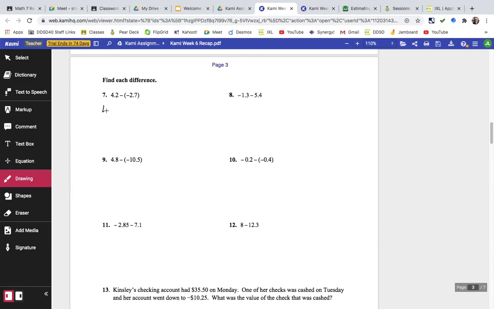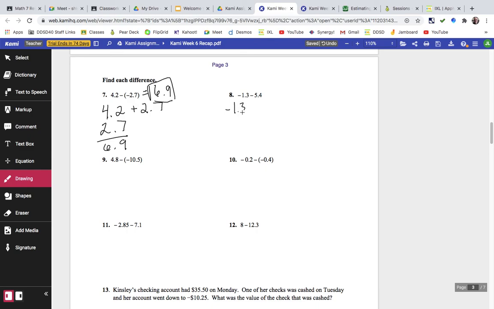We did 4.2 minus negative 2.7, which is the same as 4.2 plus 2.7. So we can line those up with the decimal point, and that becomes 6.9. Hopefully we're becoming more familiar with or comfortable with subtracting a negative being the same as adding.